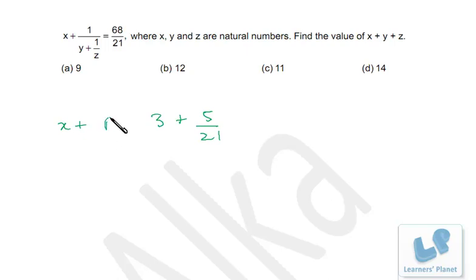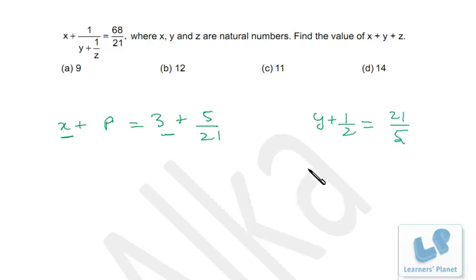Maybe I can call this P, right? So X plus P is 3 plus 5 by 21. Now this is the fractional part and this is the integral part, because X is a natural number. So this is an integral part, so I compared X as 3. That means P is 5 by 21, right? So if this expression is 5 by 21, that means Y plus 1 by Z will be 21 by 5.